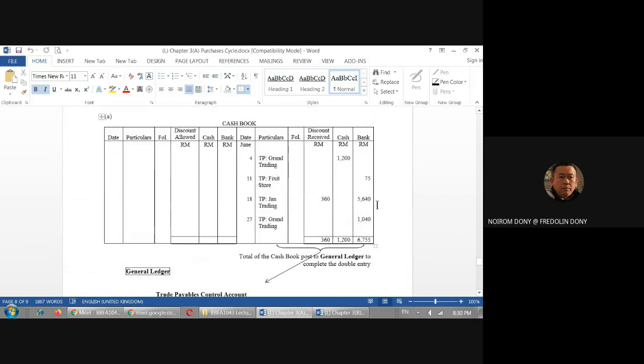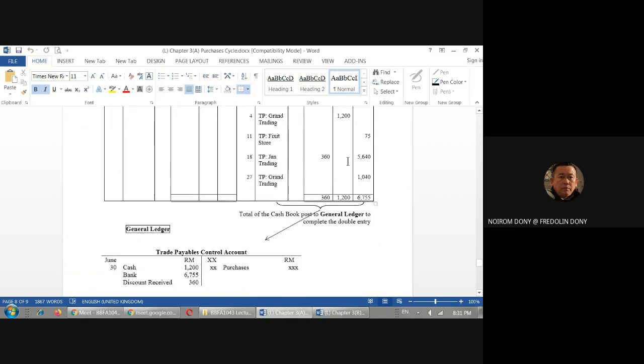The second step is the total. But in real life, we can't blindly take that total amount, because on the payment side, not only trade payable, we have other payables and expenses. So we have to manually extract only the amount involving trade payable. But for illustration purposes, they only specify trade payable.